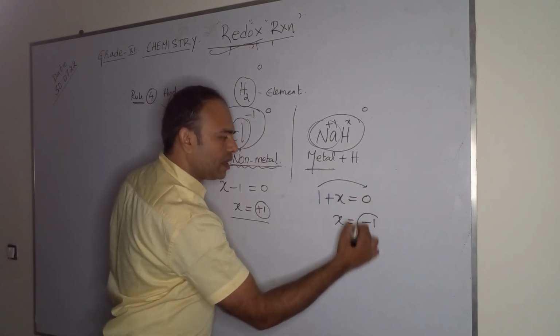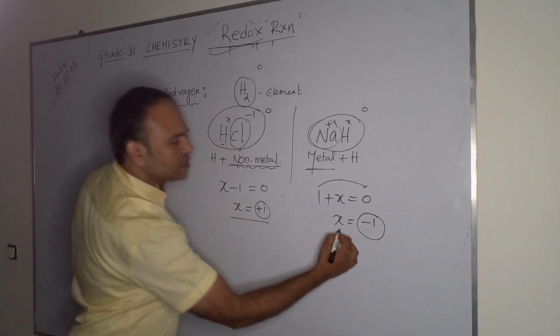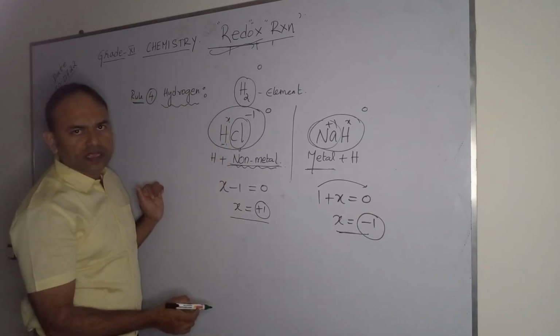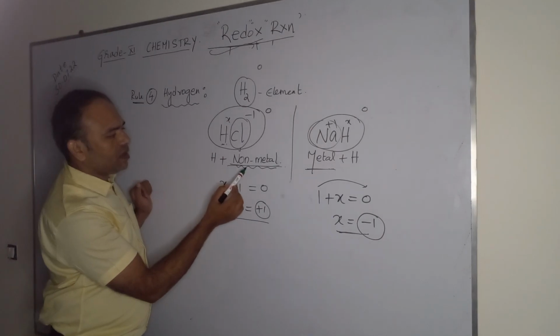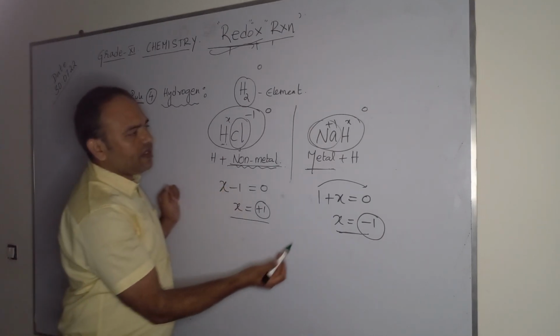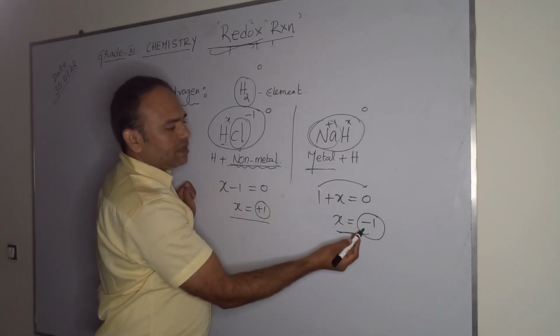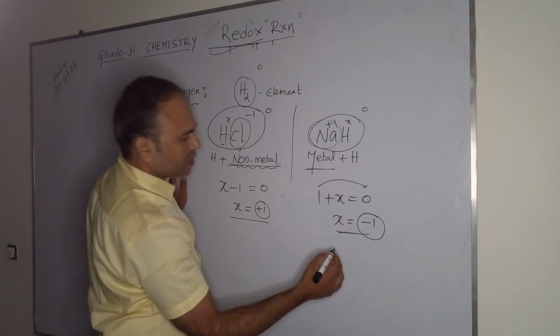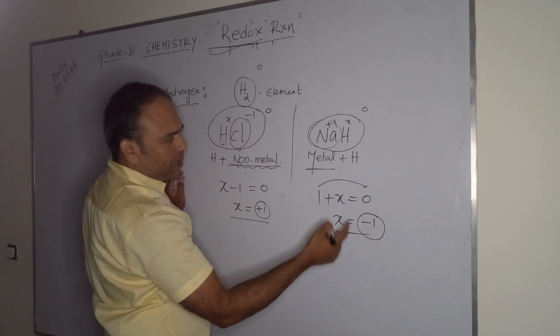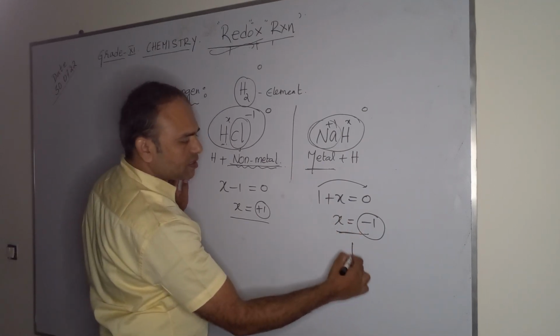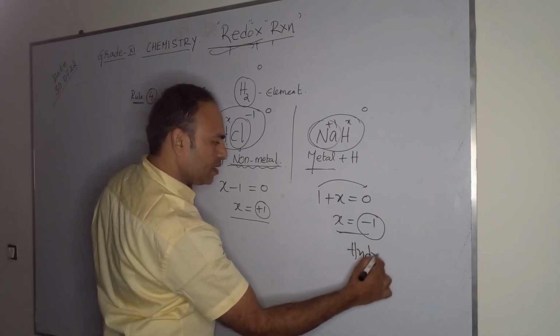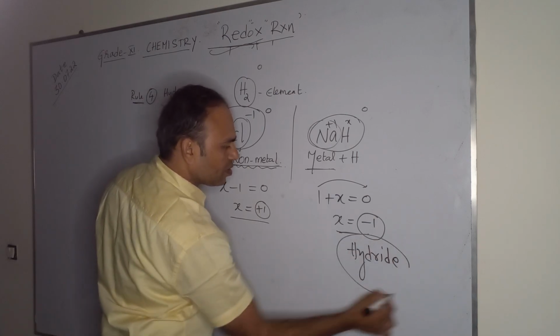X will become minus 1. Hope you are able to understand the difference. What is the difference? If hydrogen combines with non-metal, it is plus 1. If hydrogen combines with metal, it is minus 1 oxidation state. So any place where minus 1 oxidation state is observed, that is called hydride.